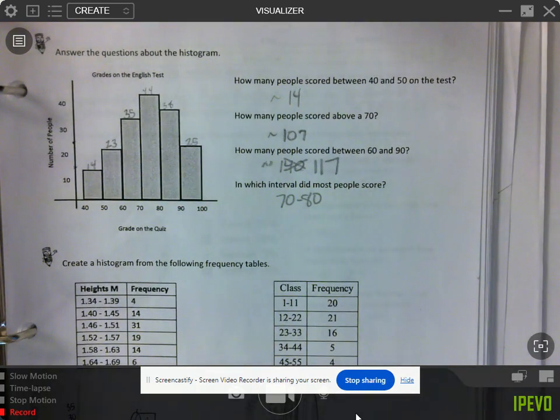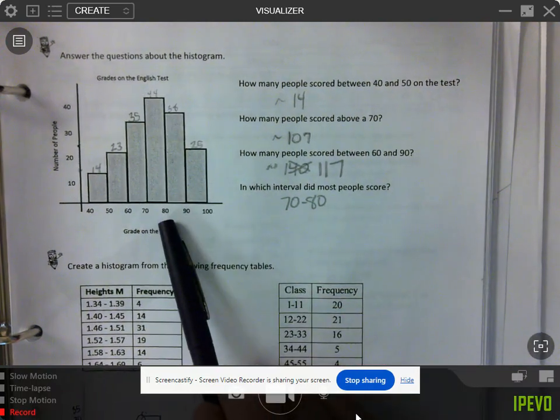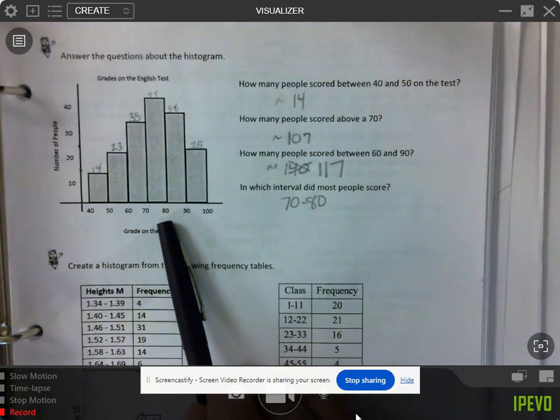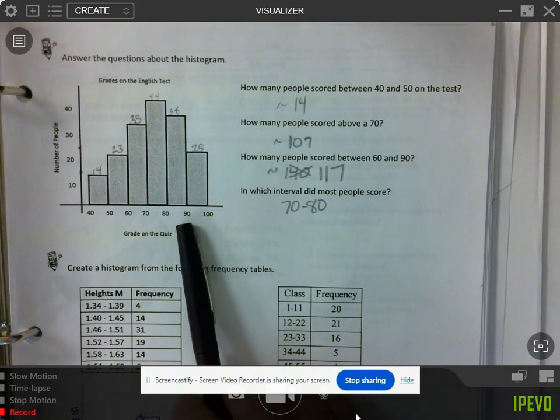Okay, and which interval did most people score? Well, that's the tallest one. So that would be the interval of between 70 to 80. Okay. Any other questions on reading this histogram?